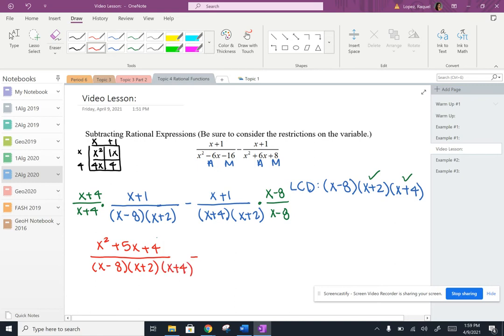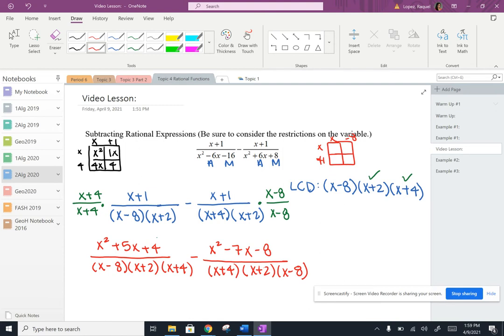Okay, minus. And then when you multiply this next one, I'm going to multiply x minus 1 and then x minus 8. So that's going to give, I'm sorry, x plus 1, not x minus 1. So that's going to give you x squared minus 7x minus 8. And then I've got the same denominator down here: x plus 4, x plus 2, x minus 8. Okay, now I can subtract.